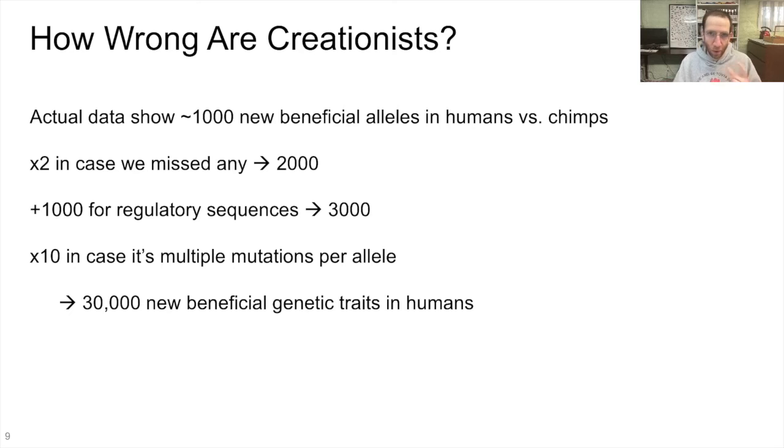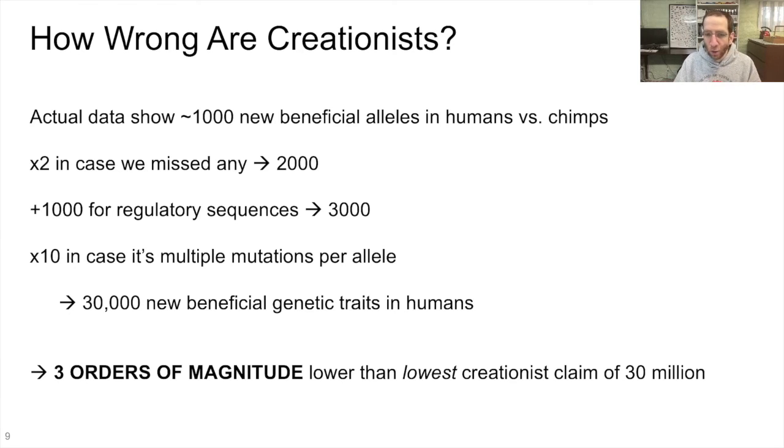30,000. Well, here's the fun part. That is 3 orders of magnitude lower than the lowest creationist claim of 30 million. The range that creationists gave for how many new beneficial mutations you need within the human lineage was between 30 million and 300 to 400 million, right? That's the range they gave. The actual number, if you use completely bonkers assumptions in the creationist favor, including multiplying your empirically determined number by 10 for no reason at all other than you're feeling nice to creationists, you get 30,000. That's 1,000 times lower. Not 1,000 lower, 1,000 times lower. A factor of 1,000 below the number that creationists claim.